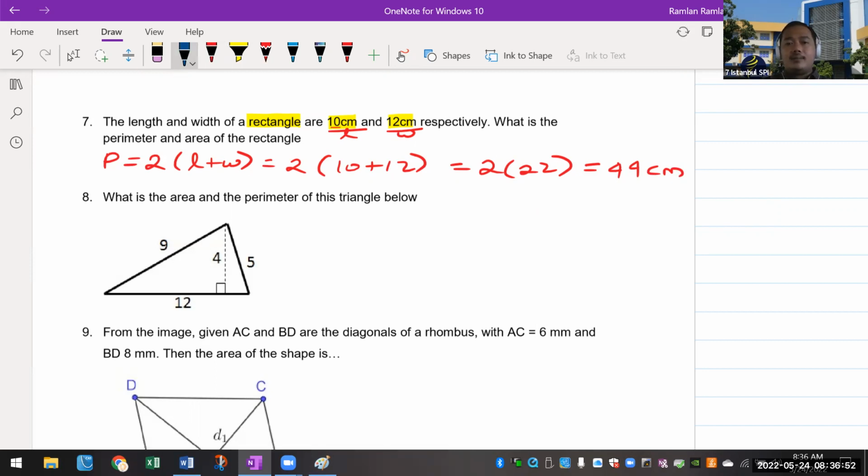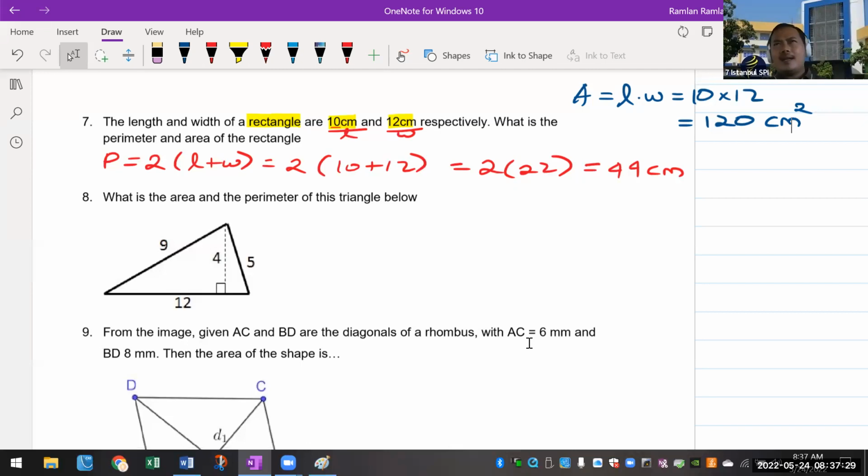And then for the area, the formula is just length times width, right? We know the length and the width, so just multiply those two numbers and you will get 120. But remember guys, you always write down the unit. This time, because it's area, you will have this sign over here, which is a square, right? Because you are calculating how many squares fit in it. So that is for number 7.